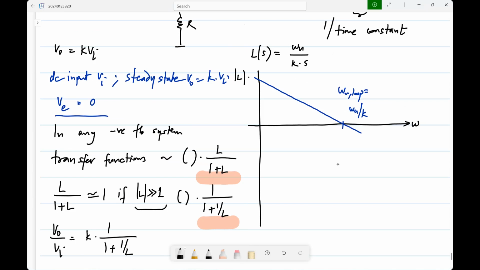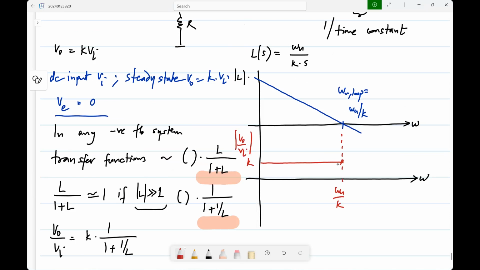So K is the gain. If you plot the magnitude of V naught by Vi, it will have K, I mean in a Bode plot sense, right? Of course, everything is changing smoothly. So this is K up to omega u by K. For a first order system, this is exact. That is the 3 dB bandwidth. The closed loop bandwidth is exactly equal to the unity loop gain frequency.